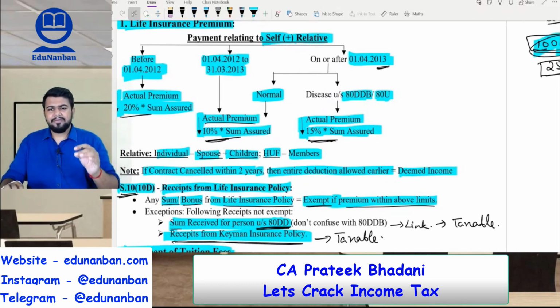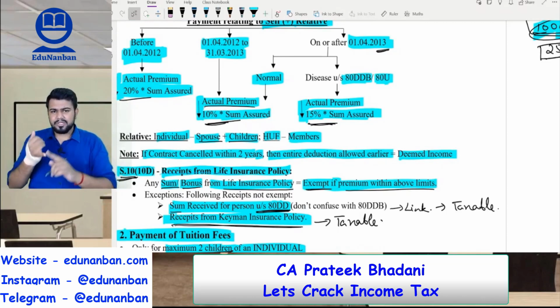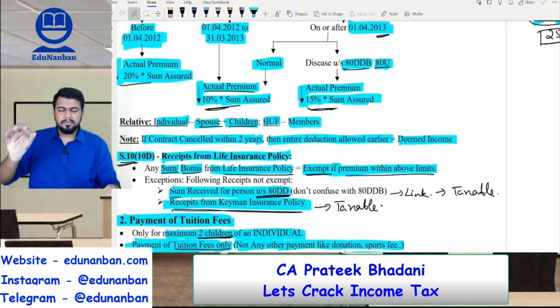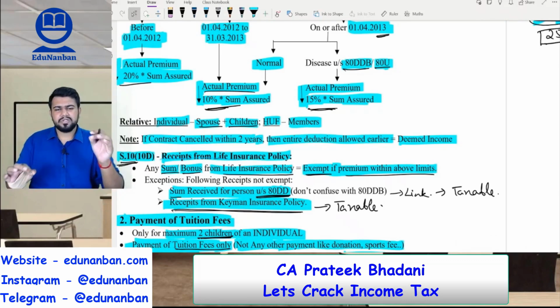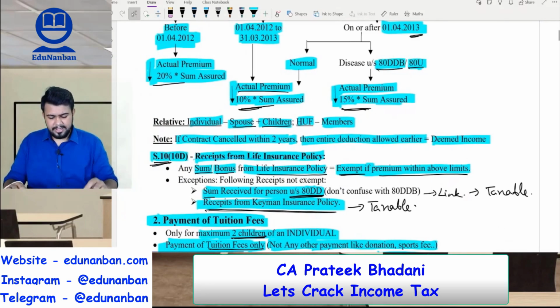However, if a life insurance policy is taken on or after 1/4/2013, then if it is a normal person, the insurance premium allowed will be the actual premium or 10% of the sum assured, whichever is lower. If it is a person suffering from a disease specified under section 80DDB or 80U, then it will be the actual premium or 15% of the sum assured, whichever is lower. So these are the deduction limits.